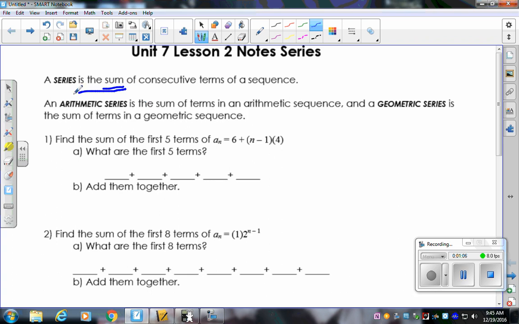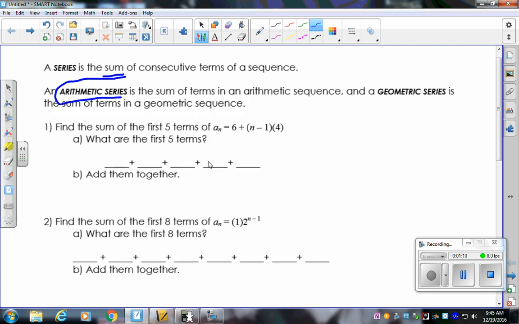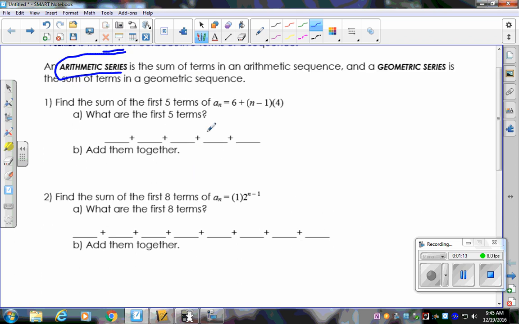Okay, so an arithmetic series is the sum of an arithmetic sequence. Geometric series, sum of a geometric sequence. All right, so taking a look here says find the sum of the first 5 terms. So if you remember back to our sequence, this is our explicit formula. Here's the first number, 6, and our common difference is 4. So to find the first 5 numbers, I can add 4, and then I can add them all together. And when you type that in, you get 70.